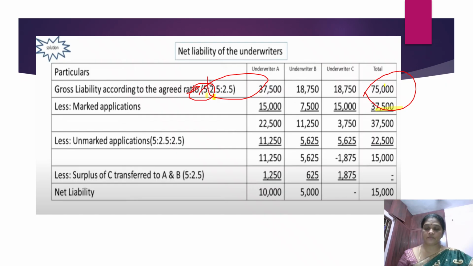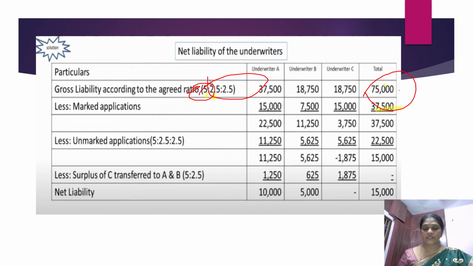And for Underwriter B, the ratio is 2.5. The 2.5 is their agreed ratio. So 2.5 divided by 10. Again, Underwriter C also has a 2.5 ratio, so it's divided according to the ratios: 75,000 into 2.5 divided by 10.